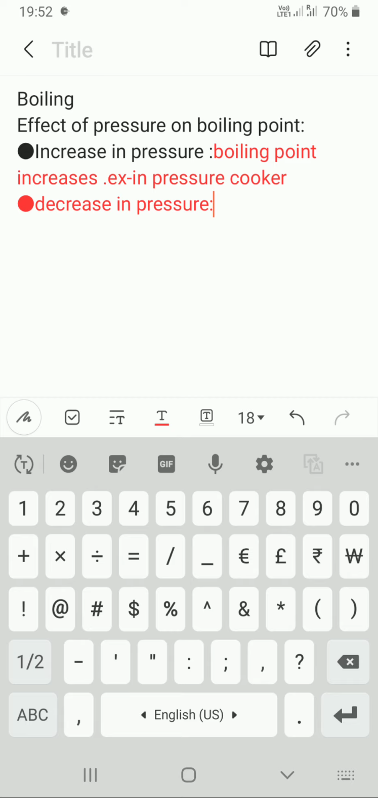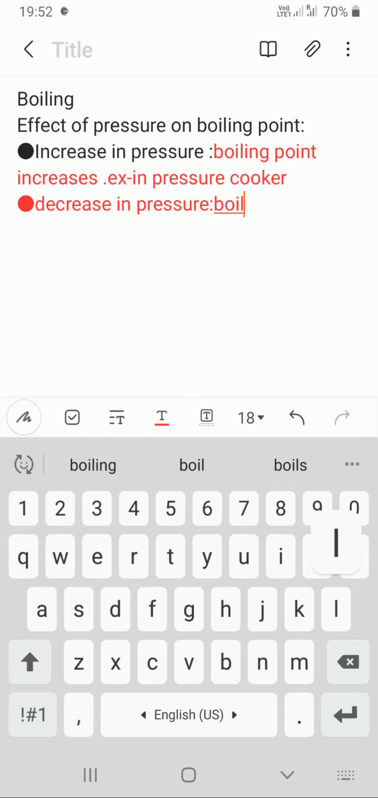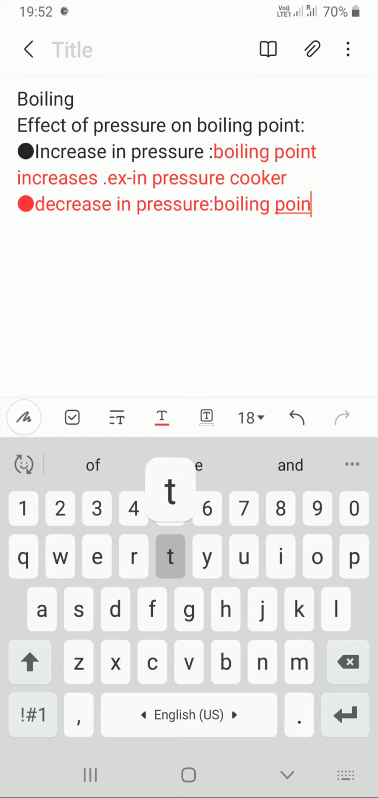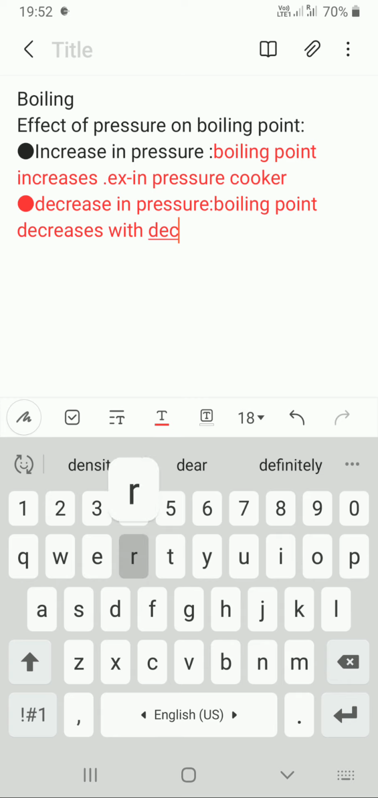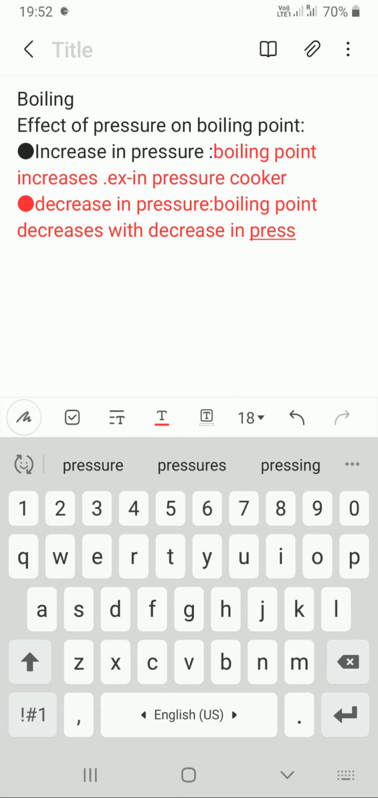So we can write here: boiling point decreases with decrease in pressure. Example, in high altitude.